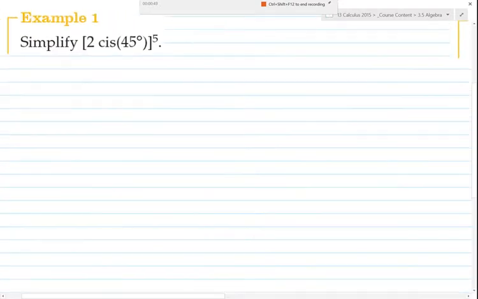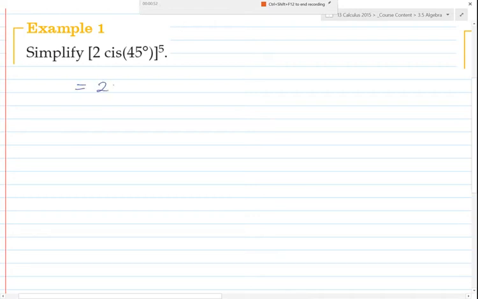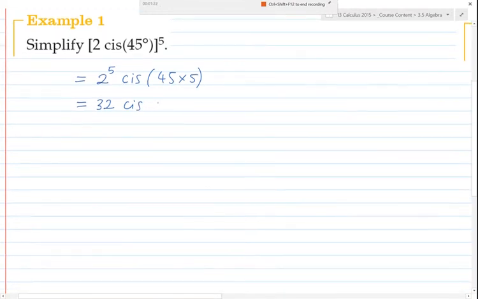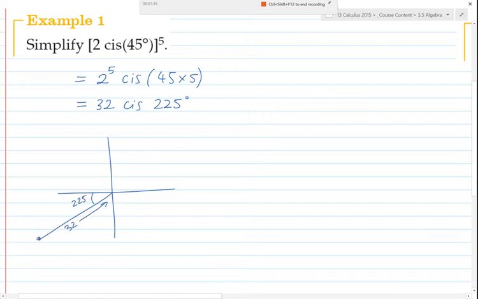Okay, so looking at this first example here, applying that formula straight out, this is going to be 2 to the power of 5 cis 45 times 5. So 2 to the power of 5, you'd probably just work it out in your calculator, but 2 times 2 is 4, times 2 is 8, times 2 is 16, times 2 is 32, and 45 times 5 is 225. Now, thinking about this on an Argand diagram, 225 is 90, 180, and 270, so it's going to be out here-ish. And the modulus of 32 is that length there.